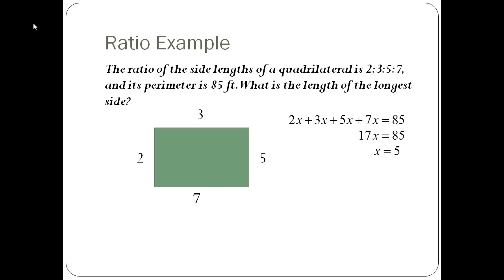All right, so now I know what I'm multiplying them by. It's a matter of finding the length of the longest side, which obviously is the one with the 7. So I'm going to go ahead and plug in that 5 there. 7 times 5 is 35.